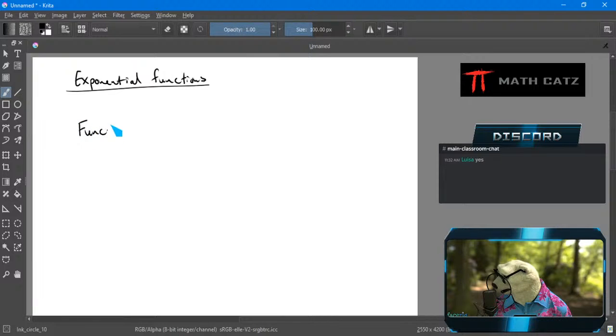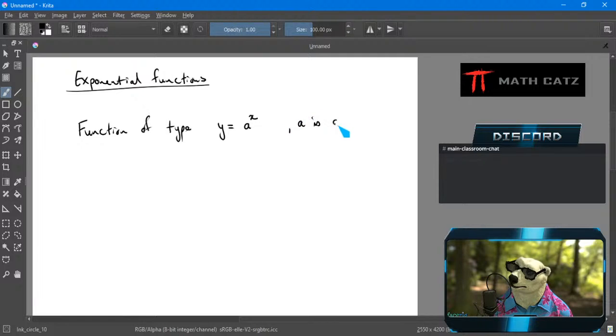So we're going to have a function, let's say of a certain form or type, and it's going to be a number to the power of x. And that's unlike any function we can get by way of a polynomial or combining polynomials in any obvious way. The variable x is now in the exponent, and a is called the base, and we are going to have a be positive.